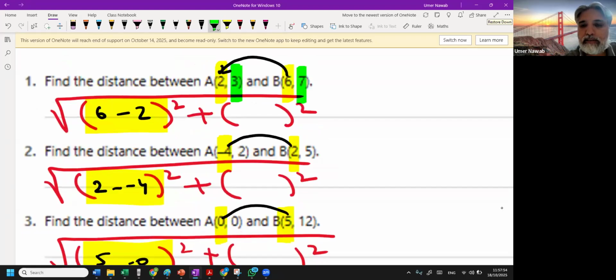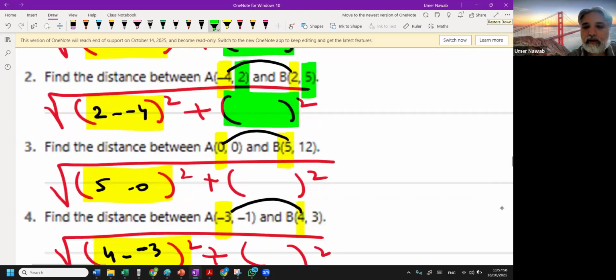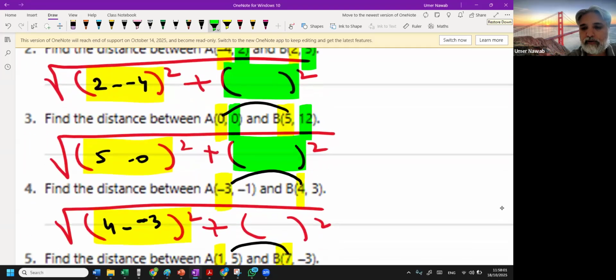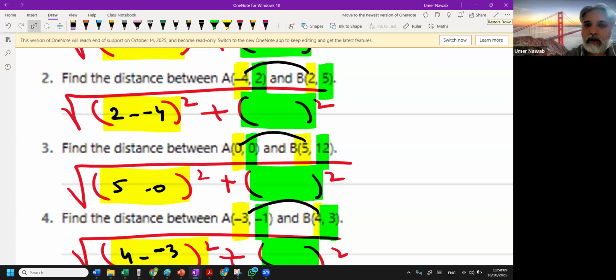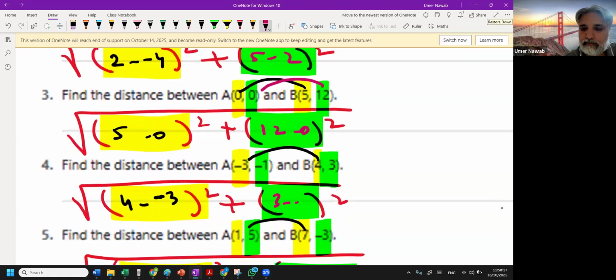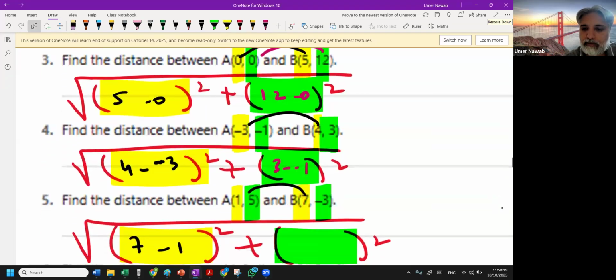Now let's do the same thing for the y coordinates. This is 3, this is 7, I'm going to write it here. This is 2 and this is 5. This is 0, this is 12. This is negative 1 and 3. And this is 5 and negative 3. Okay, go ahead. 5 minus 2, I'll write it here. 12 minus 0, then 3 minus 1, then negative 3 minus 5.